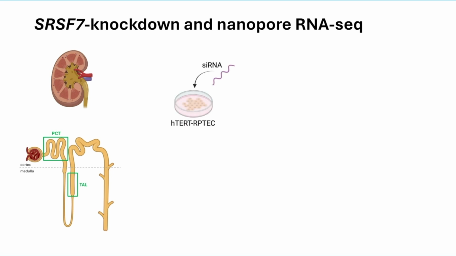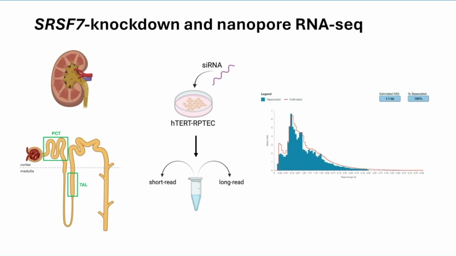There is an immortalized human cell line of renal proximal tubule epithelial cells that we use to test this. And so we treated these cells with siRNA against SRSF7, and then submitted the samples for both short- and long-read sequencing. And I'll mainly focus on the long-read results.